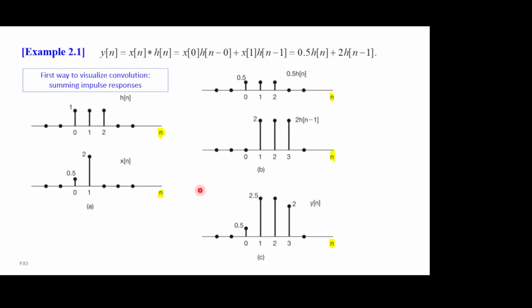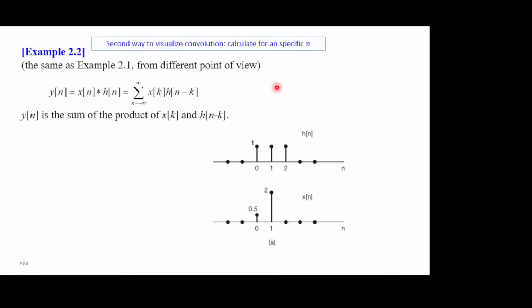Then we go through a more detailed example of convolution. We see there are two ways to see convolution. The first one is how we derived convolution: your y of n is the summation of different components of the different responses, so h of n shifted to different times, and you sum together. Another way to see this is you can fix an n and plot your x of k and h of n minus k with respect to k.